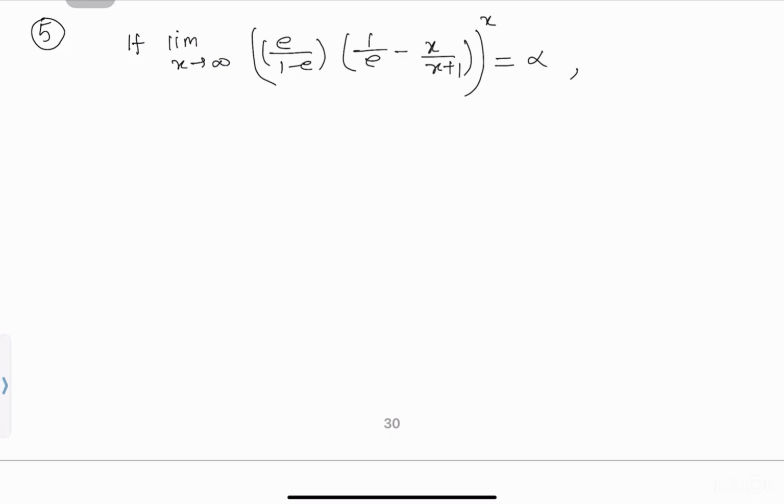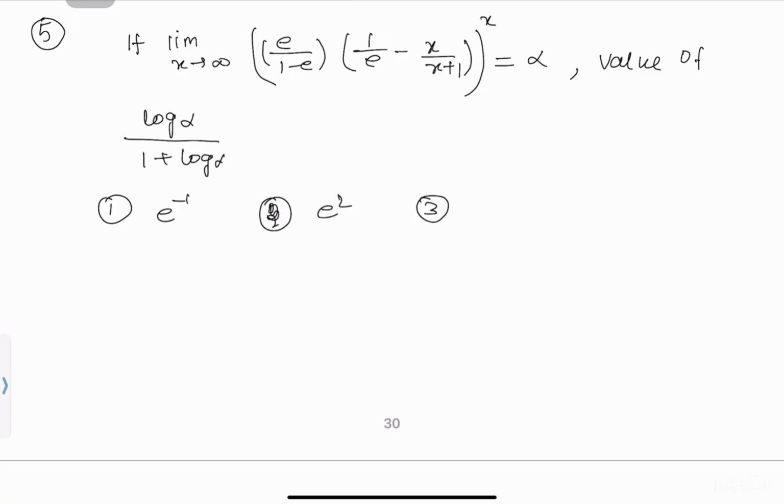Limit x extending to infinity of (e / (1 - e)) times (e^(1/e) - x/(x+1)) whole to the power x equal to alpha. Then you have to find the value of log alpha divided by 1 plus log alpha. This is equal to: first option e inverse, second option e square, third option e to the power minus 2, and fourth one e.